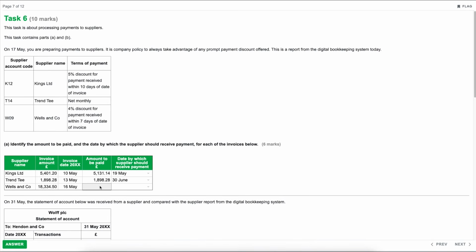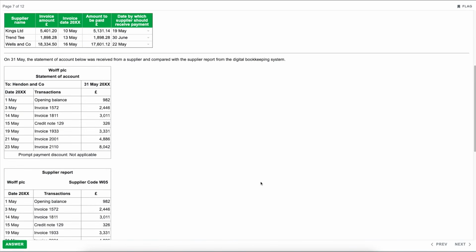So the amount to be paid would be our invoice amount less this discount amount, which gives us an amount to be paid of £17,601.12. And the date by which the supplier should receive payment, bear in mind, this needs to be done within 7 days. Okay, so therefore it would have to be paid by the 22nd of May. Okay, again, it's within 7 days. Very important.